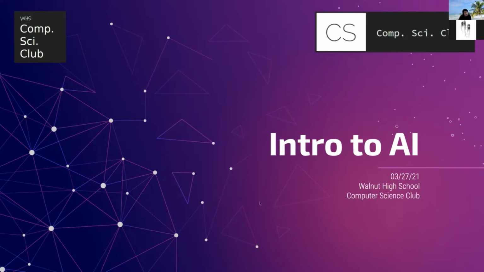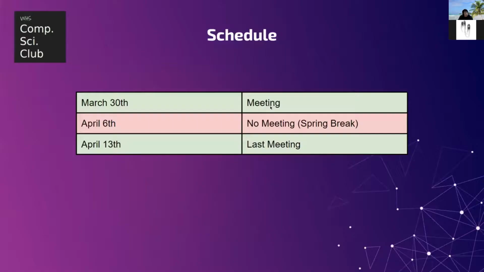Last week we went over the machine learning stuff, so this week is going to be artificial intelligence. But really quick, this is our schedule. It's quite dwindling down. This is March 30th. That's today. Next week is spring break, so obviously we have no meeting. And the week after that, the 13th, is going to be our last meeting.